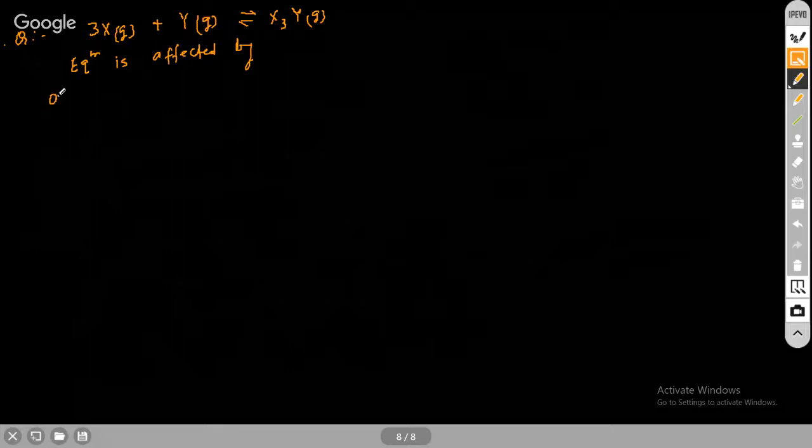First option we have temperature and pressure. Second one, only temperature. Third, only pressure. Fourth, temperature, pressure, and catalyst. Think on it and then answer.